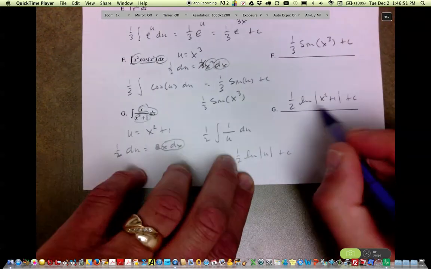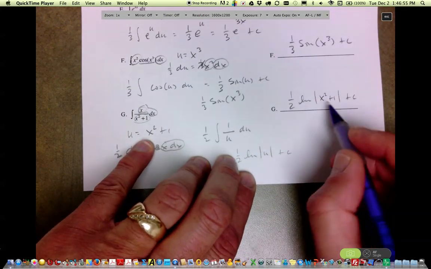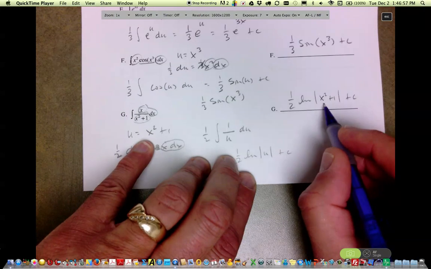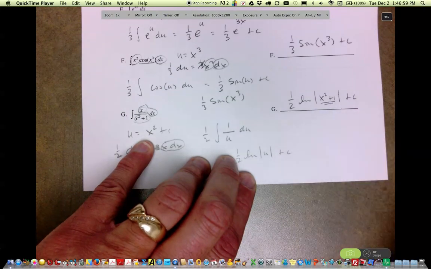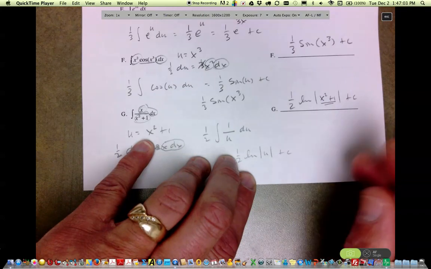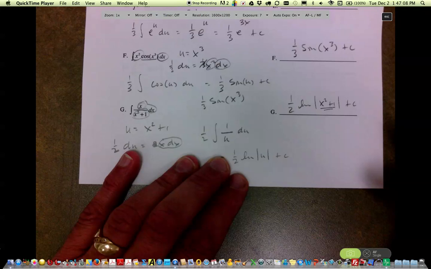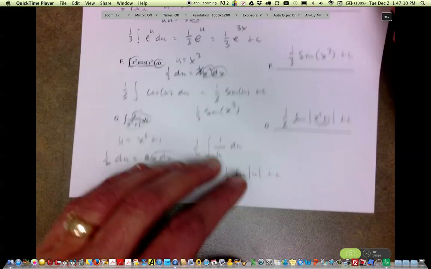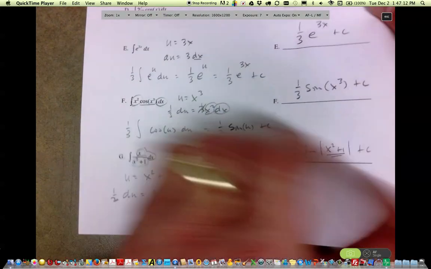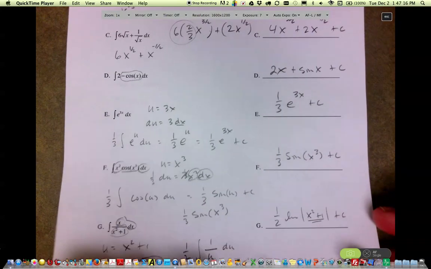You might have noticed in the back of your book that sometimes they don't put the absolute values around this, and this is one of those where you could just as well leave these off because x squared plus 1 is never going to be negative. So putting the absolute value on that is just kind of redundant, since this number is always positive anyway. If you wrote it with the absolute values on there, you would not be wrong. It's the same answer, but your book is going to give your answers sometimes with and sometimes without.